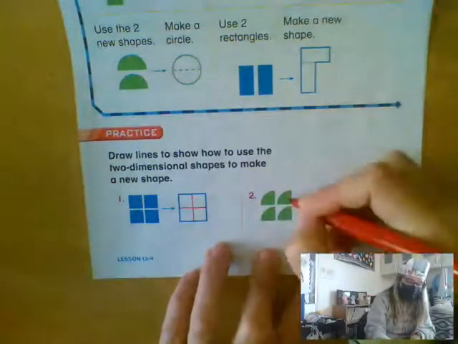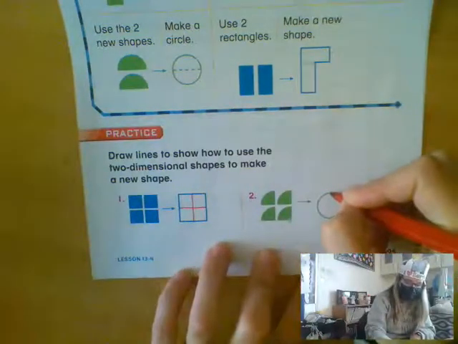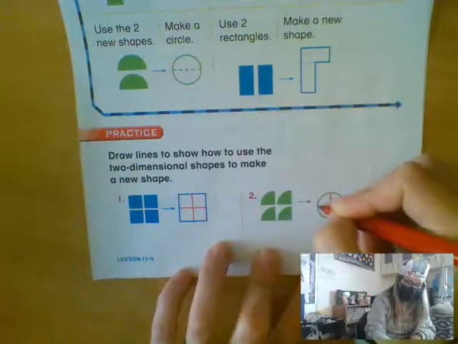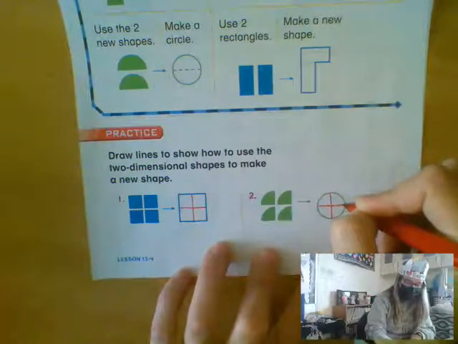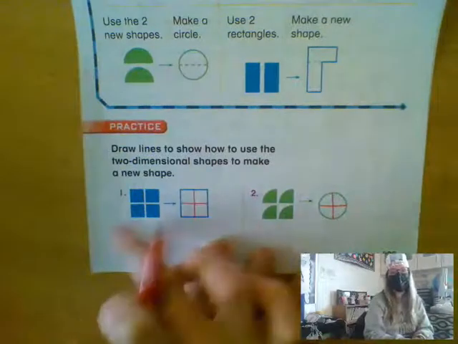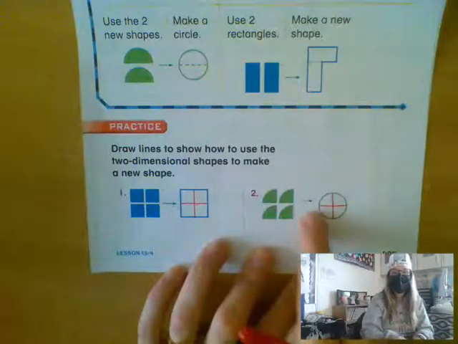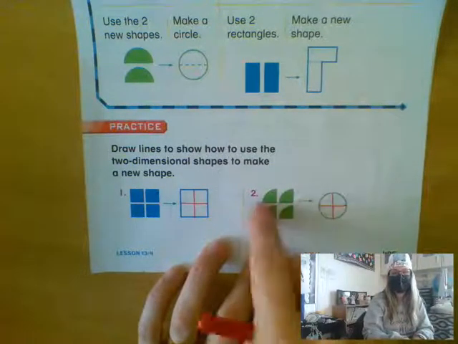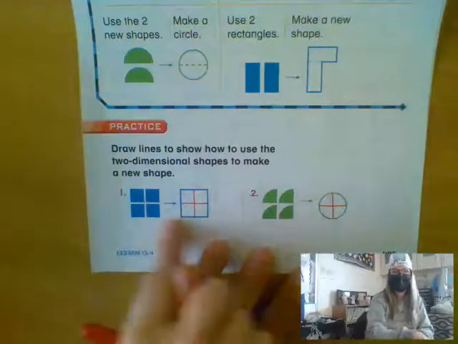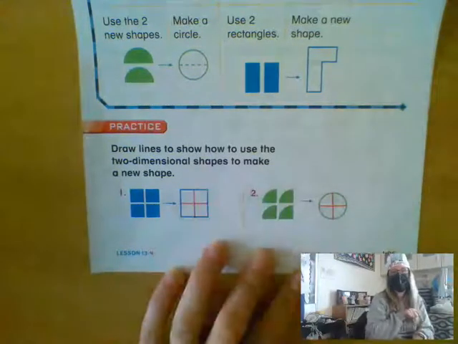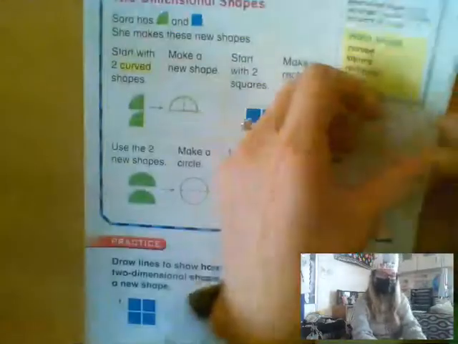If you were to take these four shapes and put them together to make a circle, you would put them together like that. So go ahead right now and make those little crosses. And do you see how the circle now is made up of those four shapes? And the square is made up of those four shapes? All right, now let's turn the page.